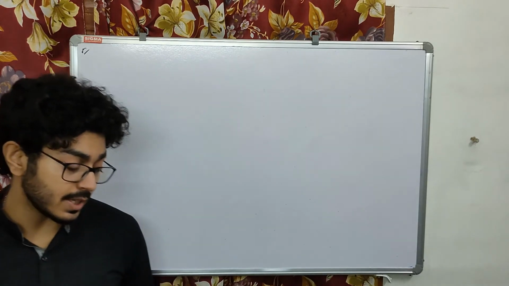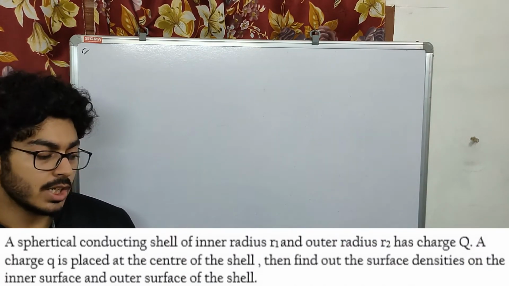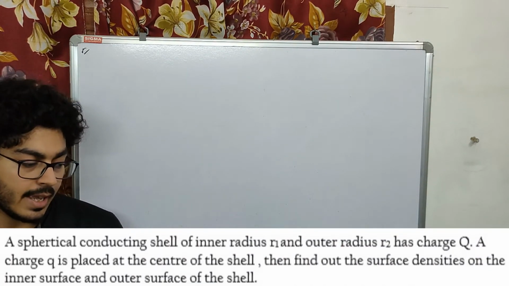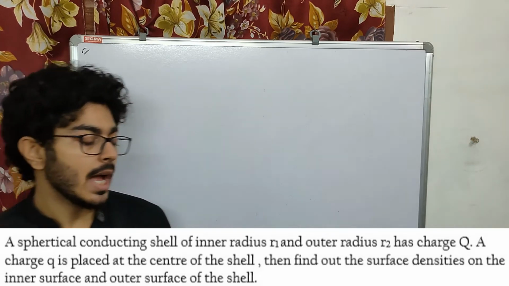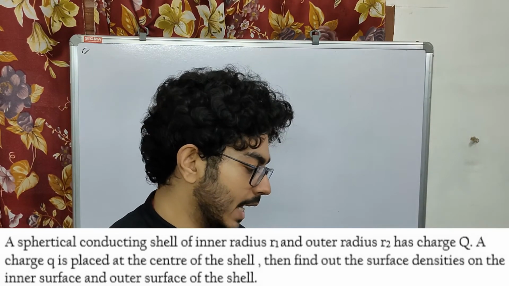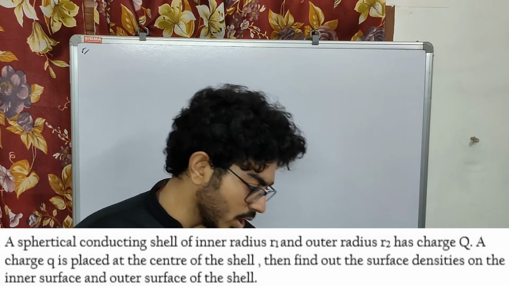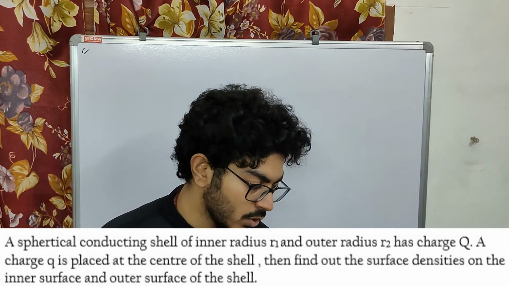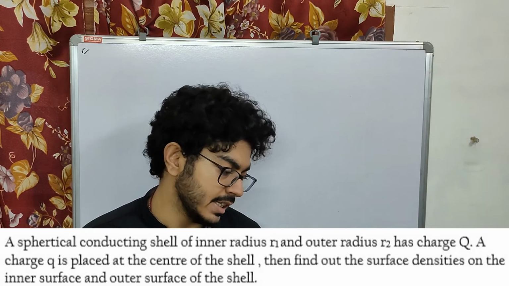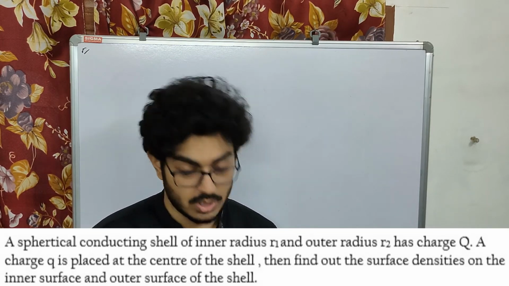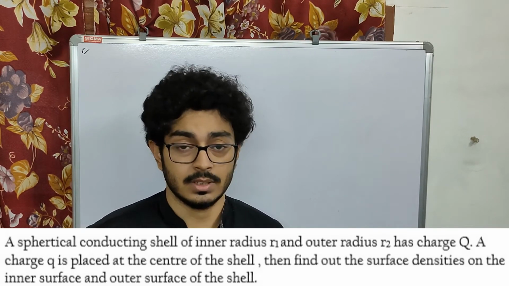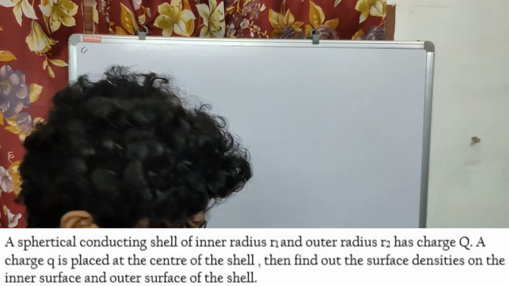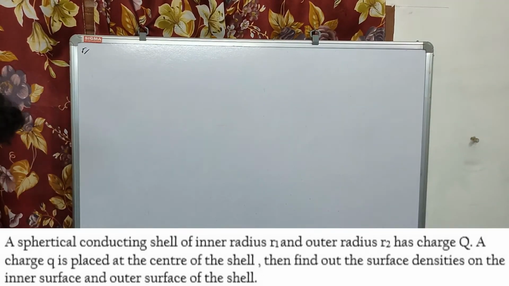The next question says a spherical conducting shell of inner radius R1 and outer radius R2 has charge Q. A charge small q is placed at the center of the shell. Then find out the surface charge densities of the inner surface and outer surface of the shell. Okay, this is also a very easy sum. So let's see how to do this.